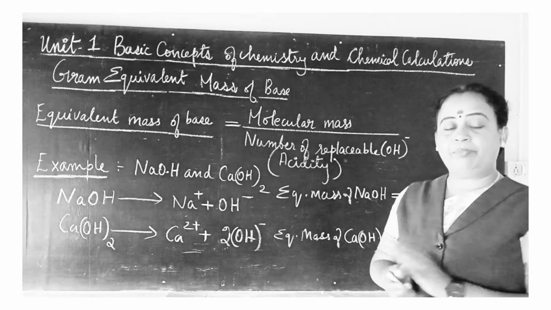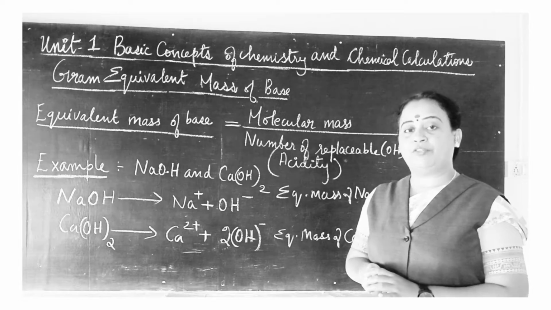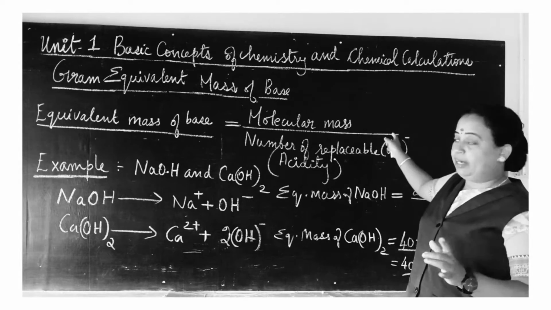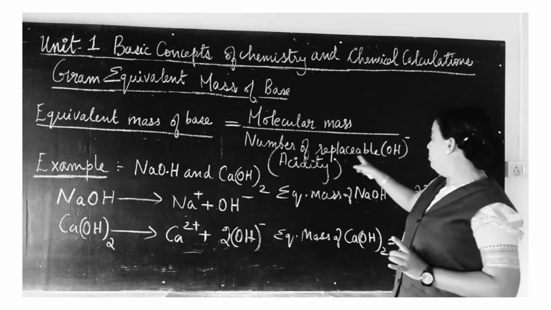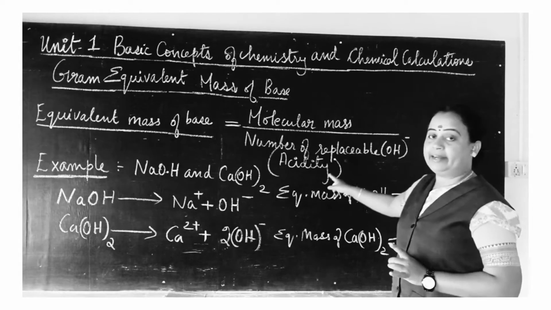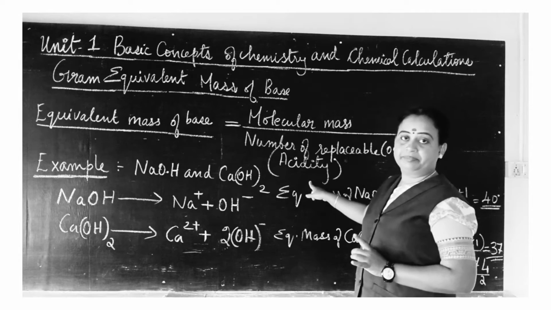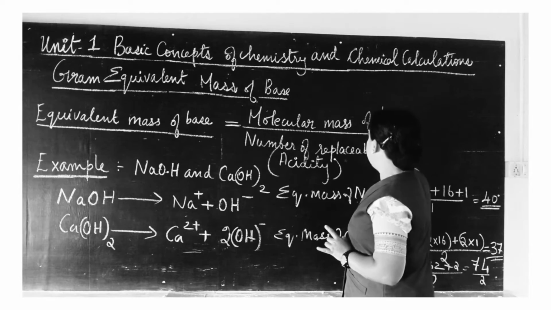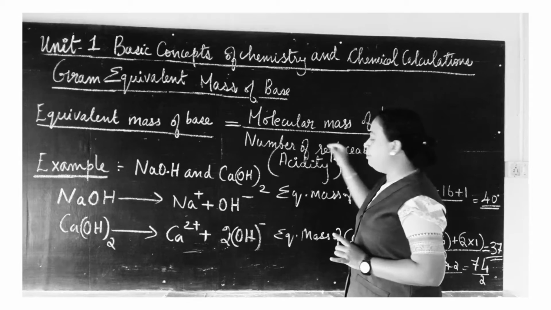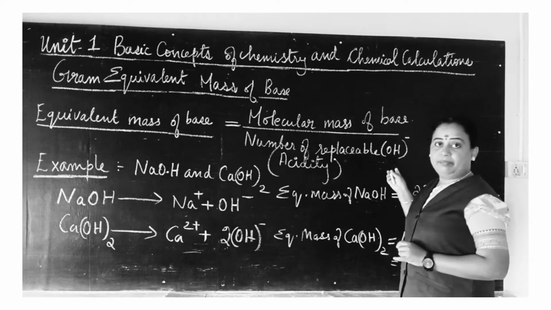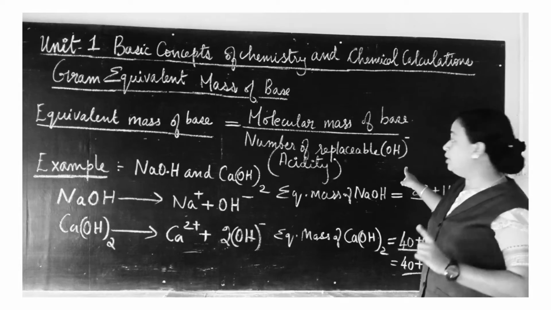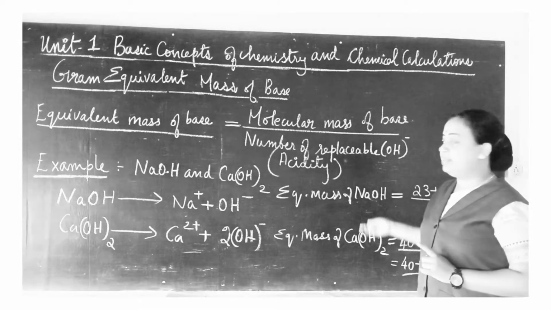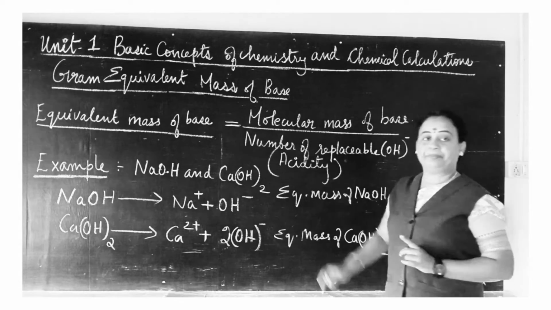The equivalent mass of a base can be calculated using a formula. What is that formula? Molecular mass of that particular base divided by the number of replaceable OH minus ions, that is the acidity. So the formula is: molecular mass of base divided by number of replaceable OH minus ion, or hydroxyl ion. This number of replaceable OH minus ions is called acidity.